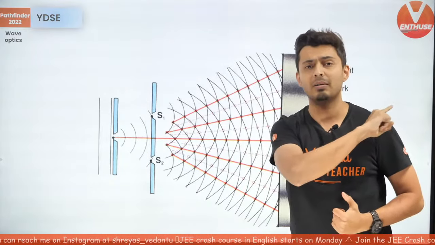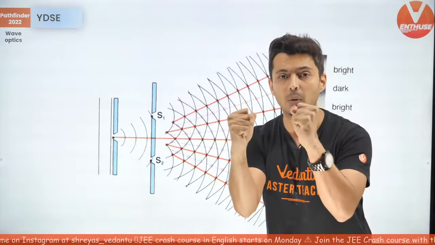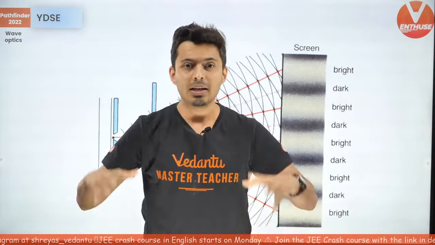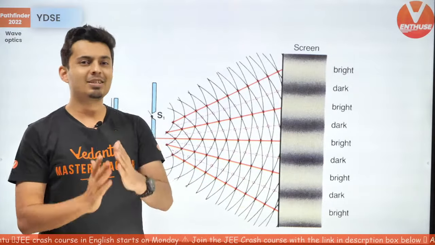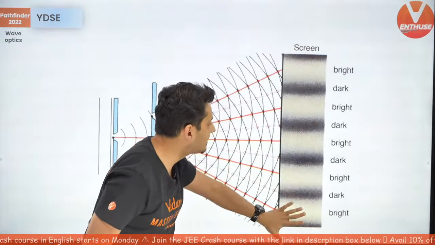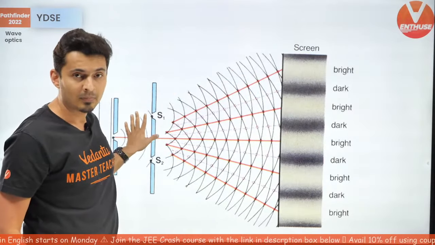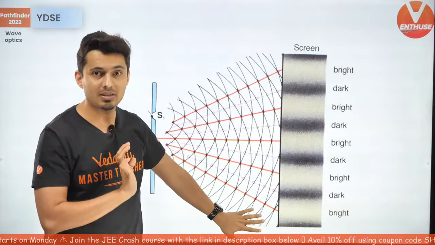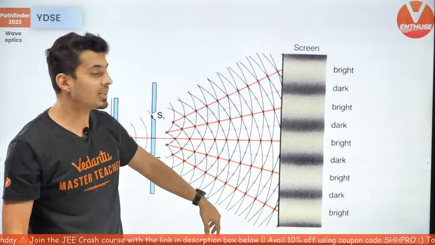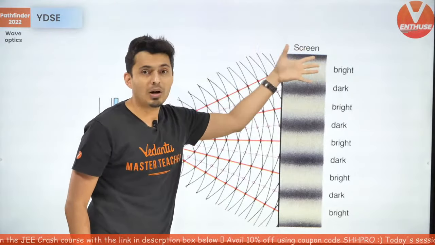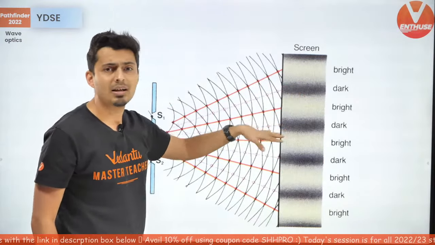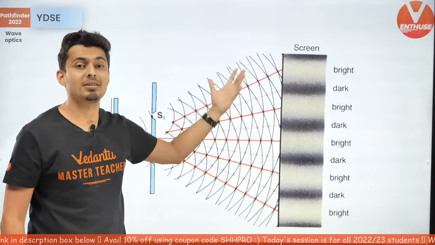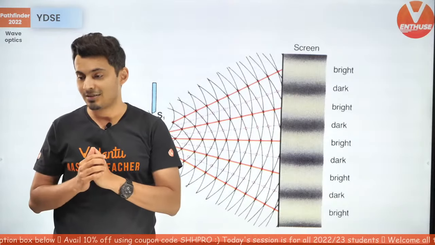Wherever there is constructive interference, the light intensity is more. Wherever there is destructive interference, the light intensity is low, or it's dark. So that's the reason why if you hold a screen in front of this kind of a setup, what are you going to see? You're going to see bright regions, and then you're going to see dark regions somewhere. Bright regions, dark regions. Bright regions, dark regions.